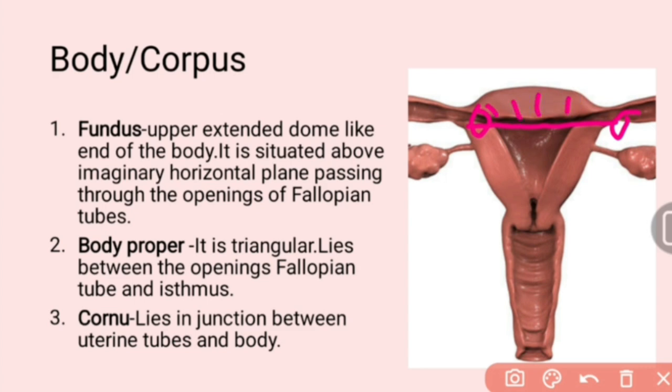Okay, then the body proper. It is triangular in shape. It lies between the opening of the fallopian tube and the isthmus. These are the openings of the tube, and up to the isthmus it is known as the body proper. And the cornu is the junction between the body and the uterine tube opening. This portion is known as the cornu.